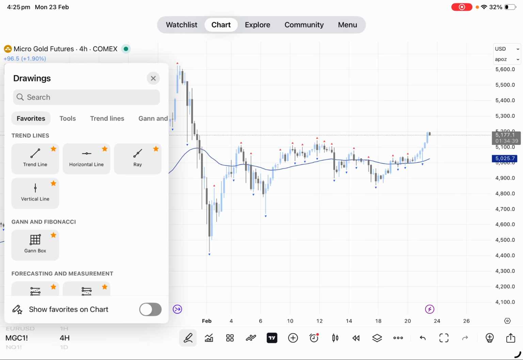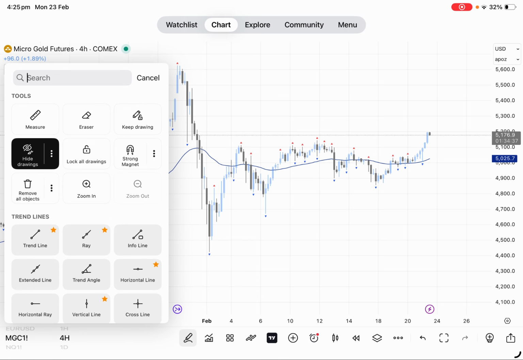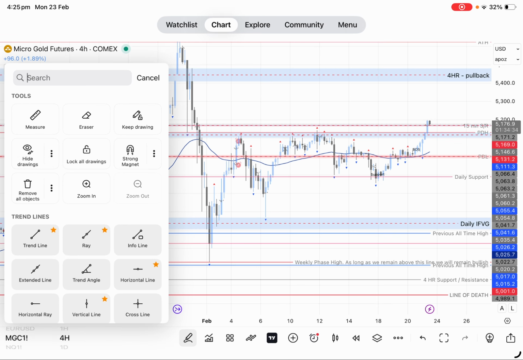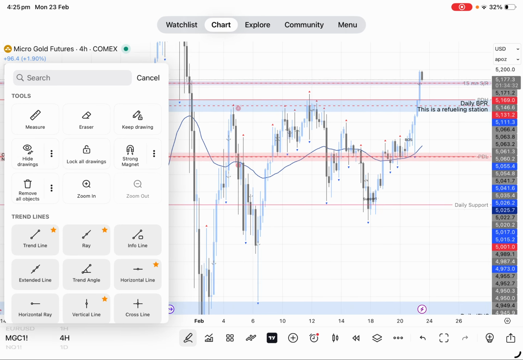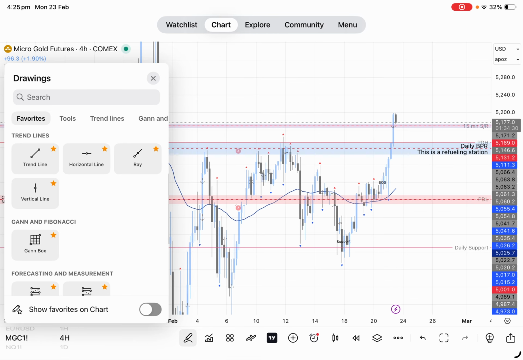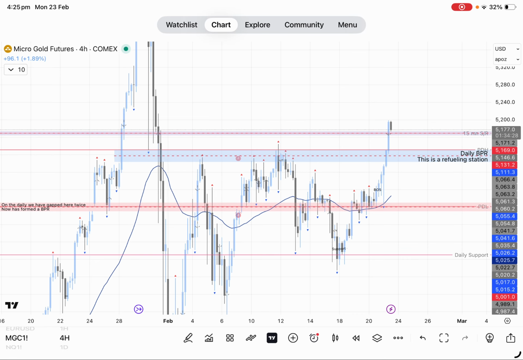So what I'll do is I'll put my drawings back on. We've broken structure, so we can see here we've got the red line here at 5169. That is just above there. We've broken structure out to the upside. We've now moved higher. We've just passed through a 15-minute support and resistance line. We're coming back now to retest that support and resistance line.